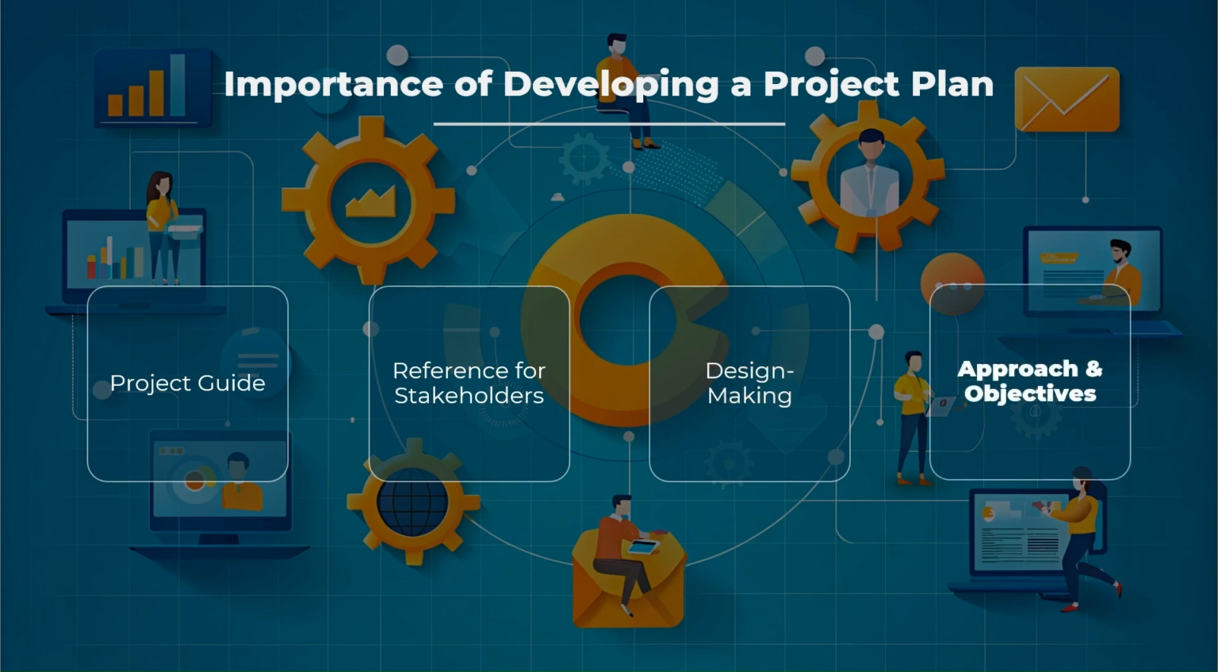Lastly, let's explore how a project plan aligns approach and objectives. A project plan ensures the approach aligns with the project's objectives. The plan provides a clear roadmap, setting out how the team will achieve the project's goals. This alignment helps avoid deviation from objectives and ensures that each action taken supports the project's purpose.